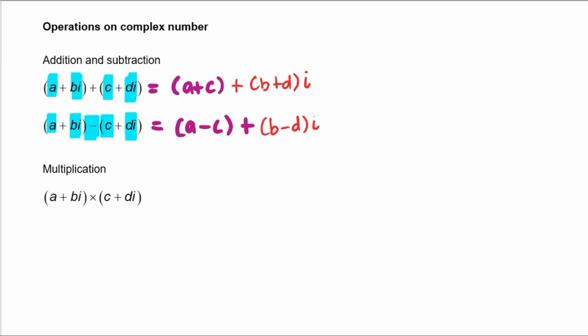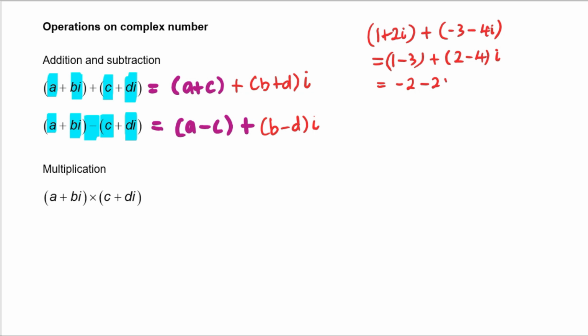For example, suppose we have 1 plus 2i plus -3 minus 4i. If we add this, we have 1 minus 3 plus (2 plus -4)i. So we have -2 minus 2i. So the addition of the two complex numbers will give you this.